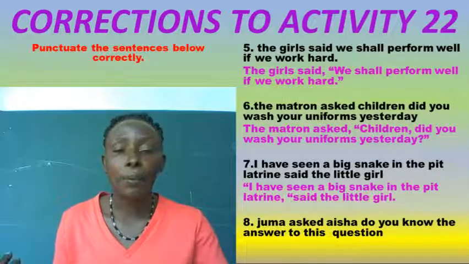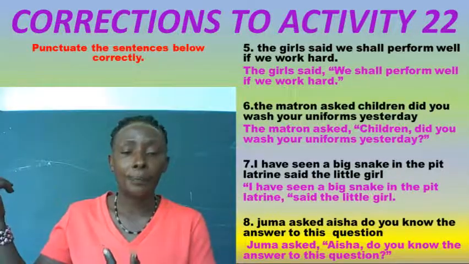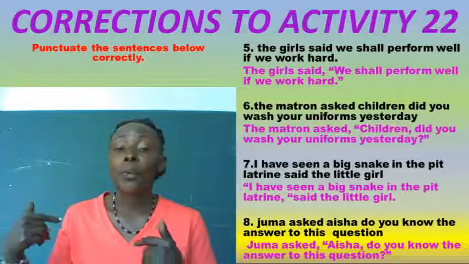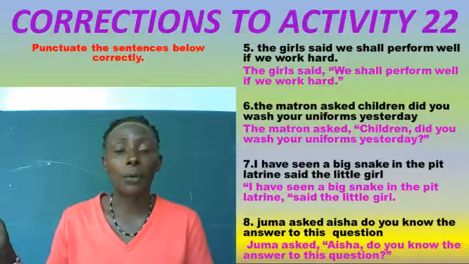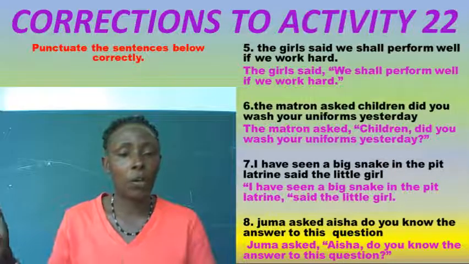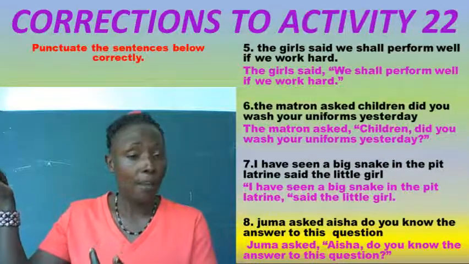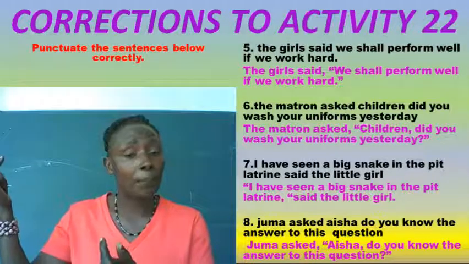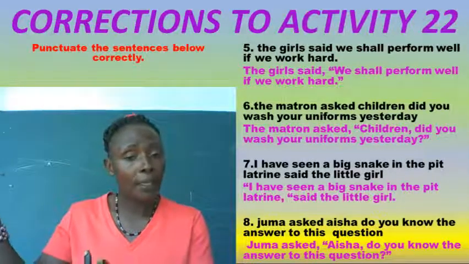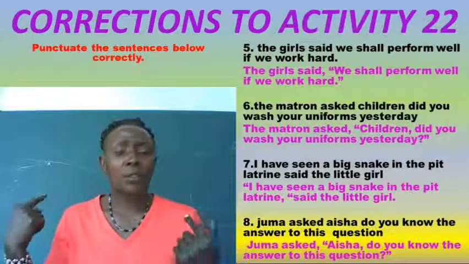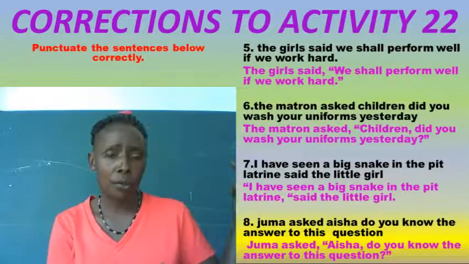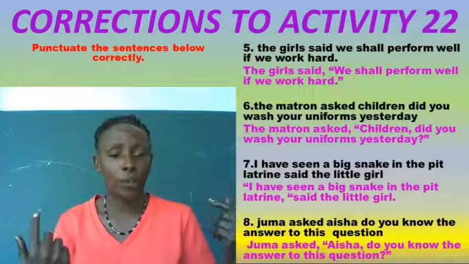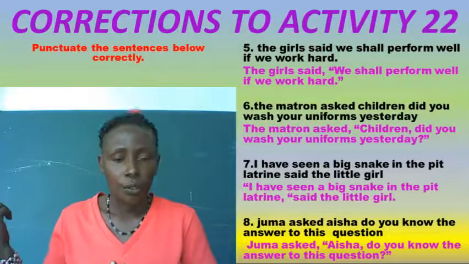So if you are to punctuate, we don't need to open first since it begins with the speech tag. You write Juma, J must be a capital one. Juma asked, you put a comma, open. The name, the proper noun, Aisha, begins our sentence. You need to make it a capital A after having opened. Aisha, do you know the answer to this question? You write a question mark and then you close. Take a note of that. The sentence begins with the speech tag. Juma asked.